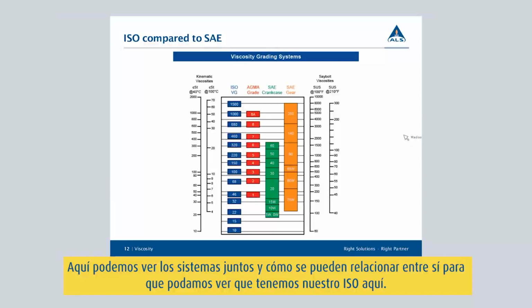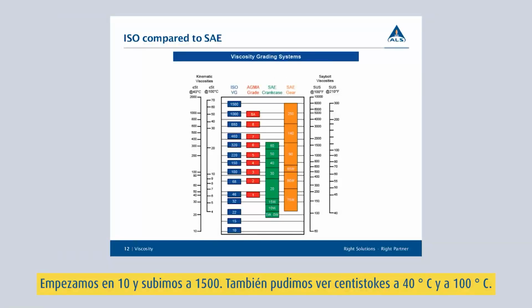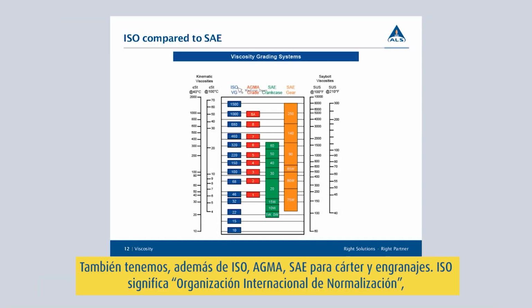Then we start to look at the systems together and how they can be related to each other. So we can see that we have our ISOs over here. We start at 10, and we work our way up to about 1,500. You also see that we are looking at our centistokes at 40 degrees C and our centistokes at 100 degrees C. But you also have your ISO, your AGMA, SAE crankcases, and SAE gear cases.